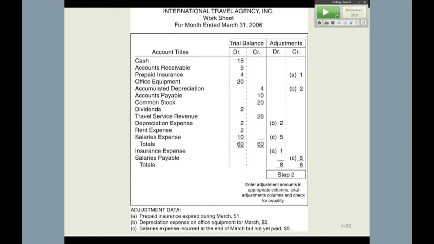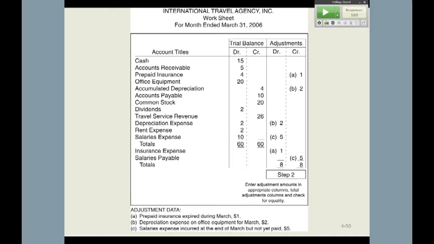So you have to debit insurance expense for $1 and credit the prepaid insurance. So on the worksheet, you do this before you actually make the adjustment. Now, if I asked you for the journal entry, you'd debit the insurance expense and credit the prepaid insurance. But in this case, we're doing it right on the worksheet.